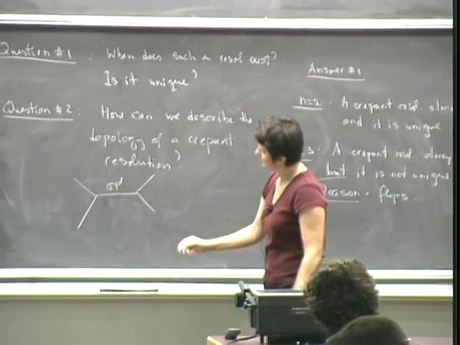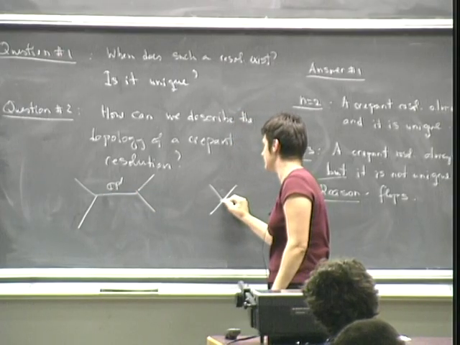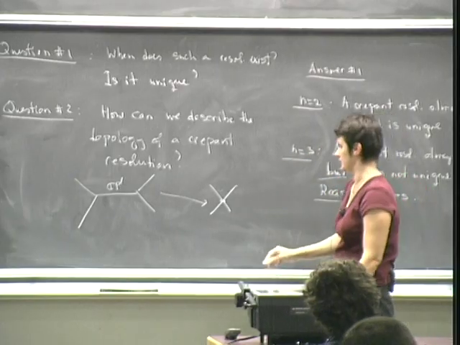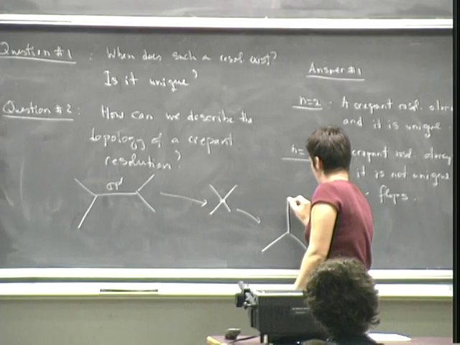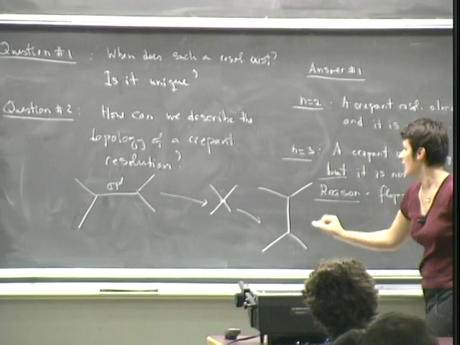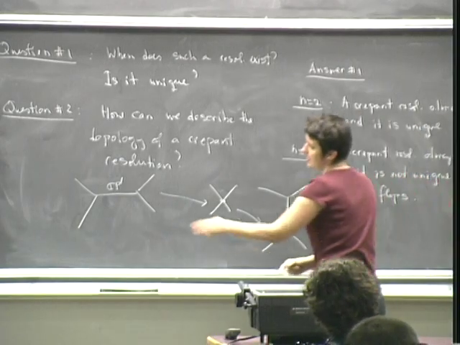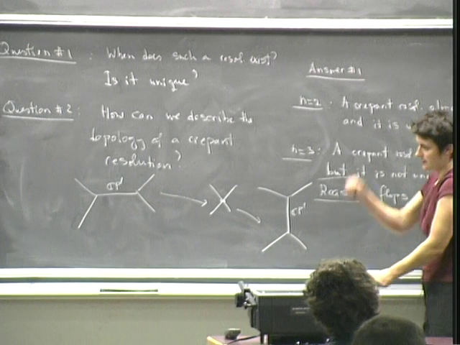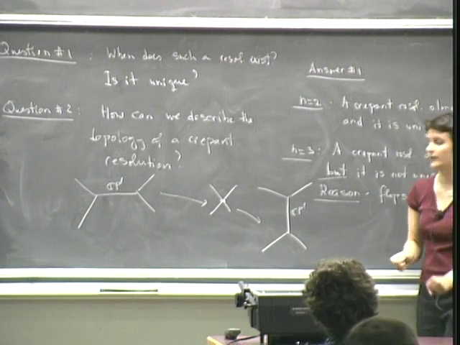We can contract this CP1 to form something singular, and then blow it up in the other direction. So I'll blow it up like this, and I'll get another CP1. So this process of blowing down, of contracting a CP1 and then resolving it in the other direction, is called a flop.